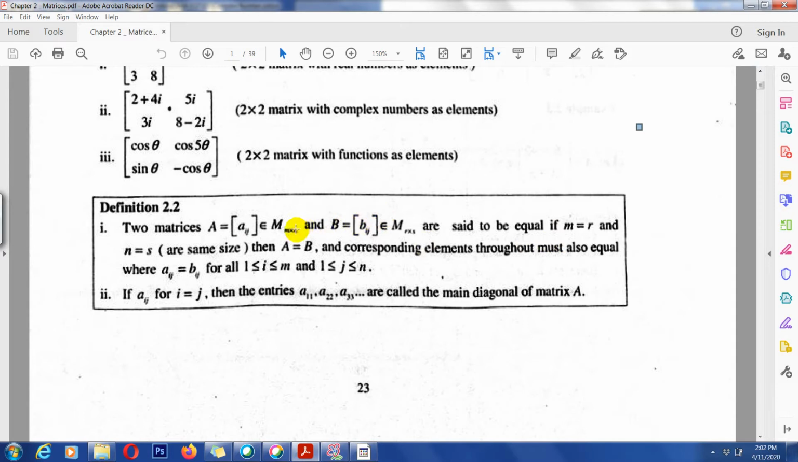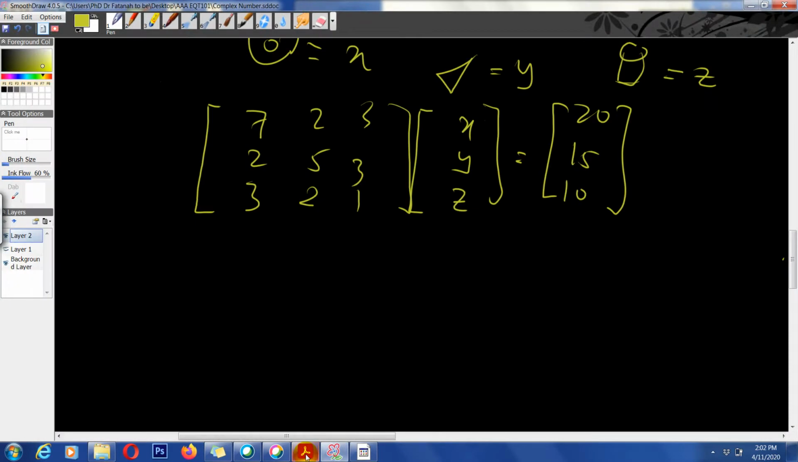If M and R are equal, and N and S are the same size, we call it a two-matrix equal because they are the same size. And the corresponding elements throughout must also be equal, where Aij and Bij are equal. For example, these matrices. So this is a 3 by 3 matrix, okay?